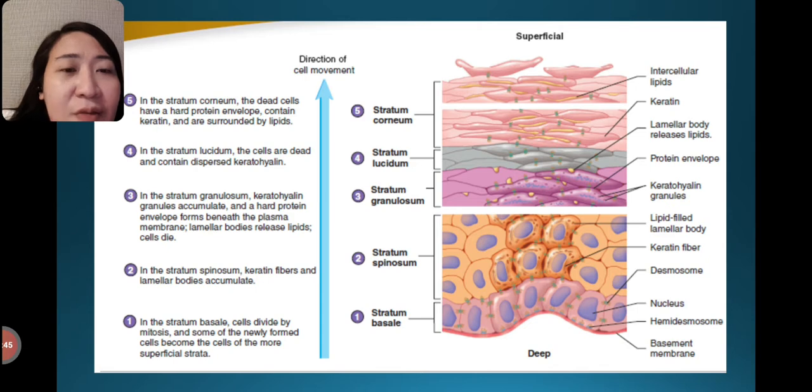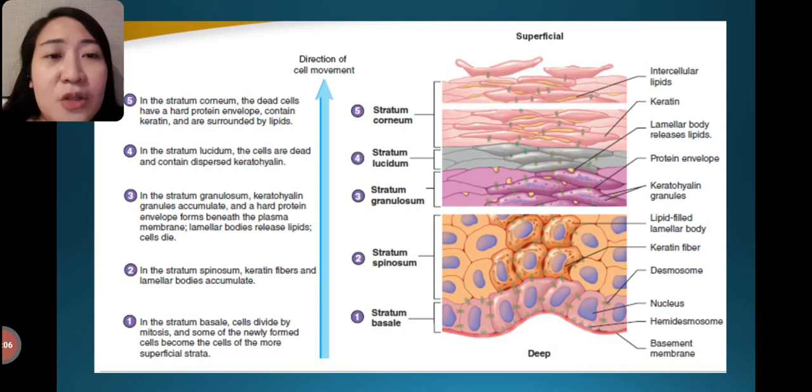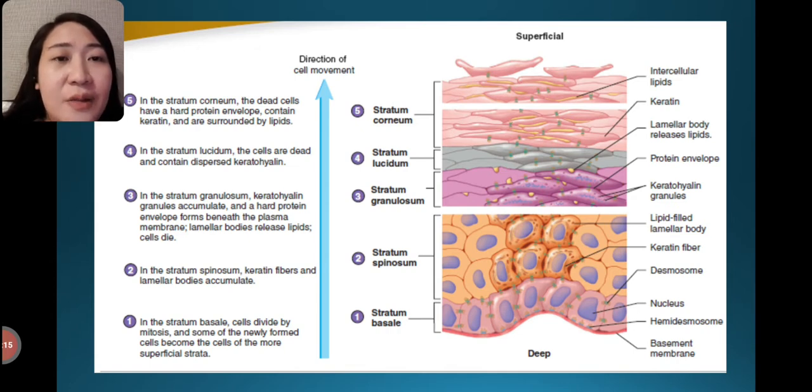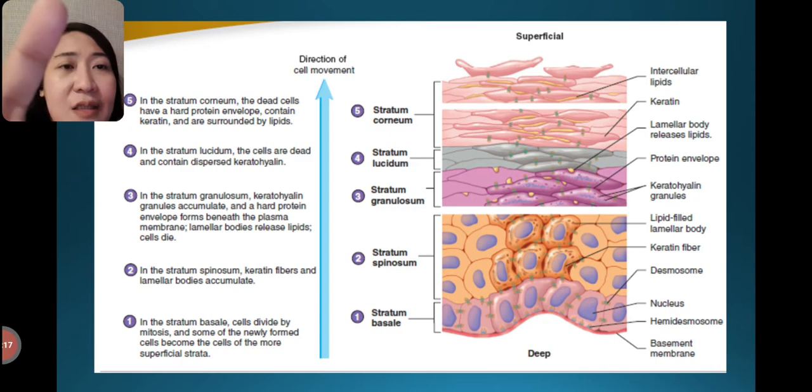So, direction of cell movement. From the stratum basale, cells divide by mitosis and some newly formed cells become the cells of the more superficial strata. So, tinutulak lang yan niya pataas. In the stratum spinosum, keratin fibers and lamellar bodies accumulate. In the granulosum, keratohyalin granules accumulate and a hard protein envelope forms beneath the plasma membrane. So, ayan. Pataas.